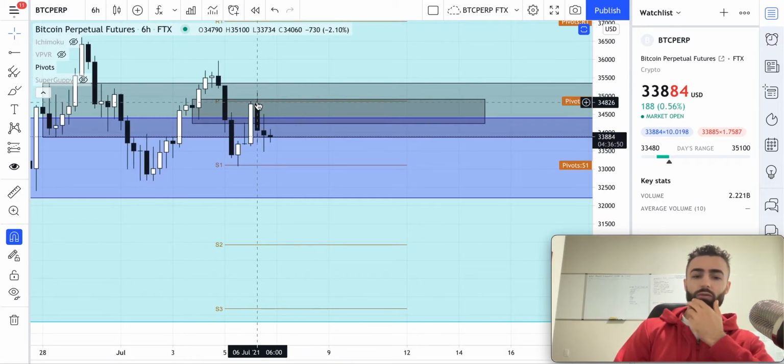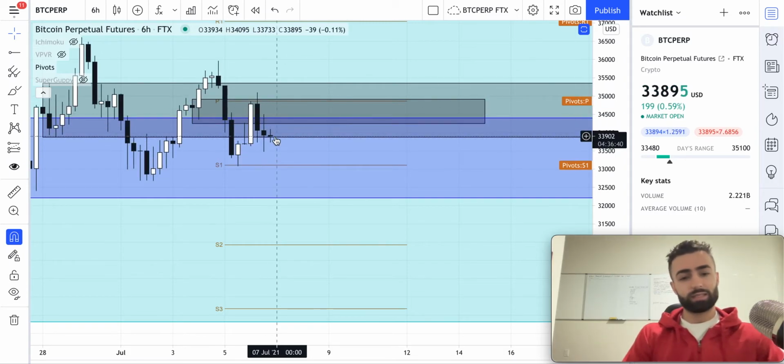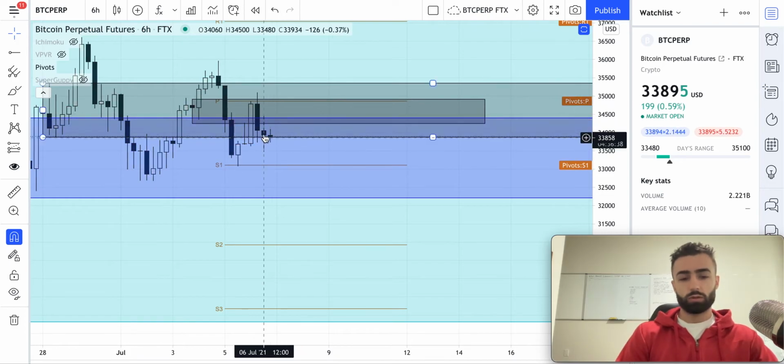You can see the hourly pivot level right here was a very good entry for a short trade on this move. I was asleep when this happened, so I did not get into this trade, but that was a potential opportunity right there.